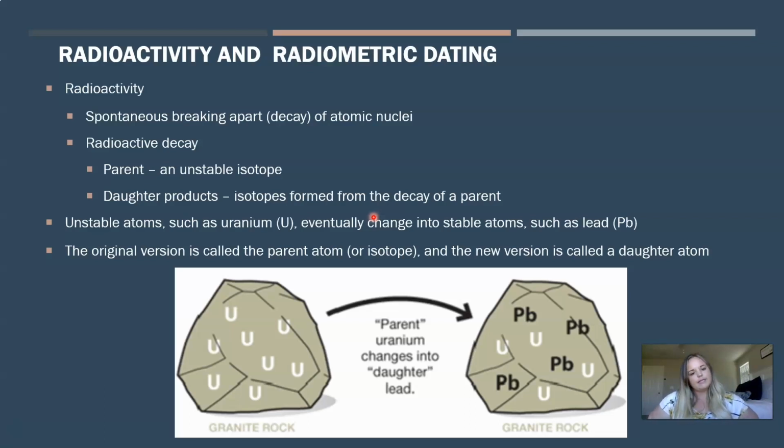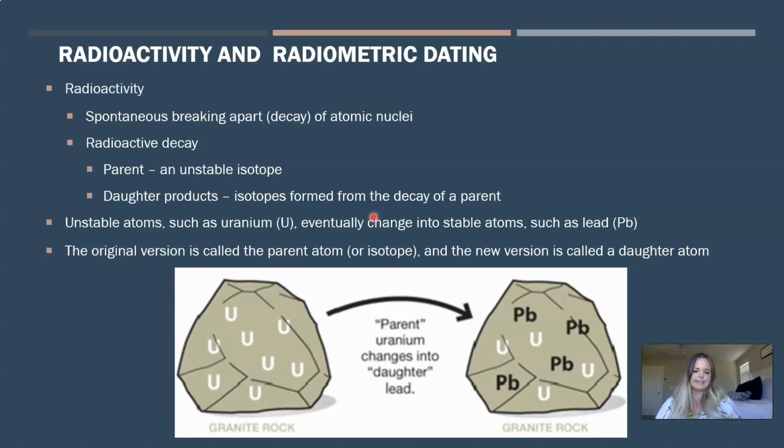So radioactivity is the spontaneous breaking of the atomic nuclei. So we're looking at the nucleus of different elements and watching them basically decay to something else. So the radioactive decay process takes a parent, which is an unstable isotope, and it turns it into a daughter, which is a more stable isotope. So the parent to the daughter. And depending on the unstable atom that you have, or the unstable isotope that you're looking at, you will see a very particular decay product.